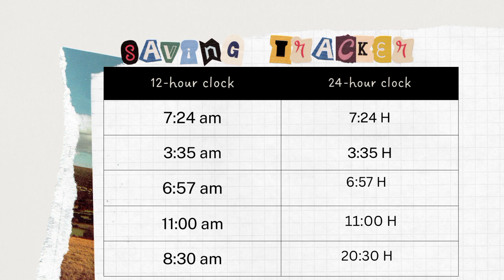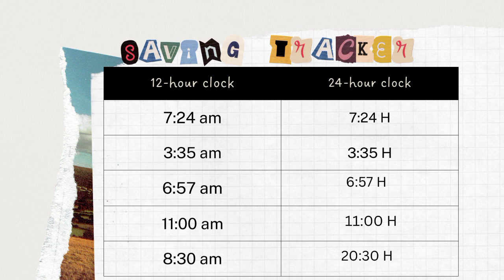So, the first one is 7:24 a.m. So, umaga siya. So, hindi na natin siya mababago. So, ang mababago na lang dito is yung sa AM. So, magiging capital H na siya. Then, the second one is 3:35 a.m. So, 3:35 a.m. is umaga pa rin. So, ang mababago na lang natin dito is yung AM. So, magiging capital H na siya.